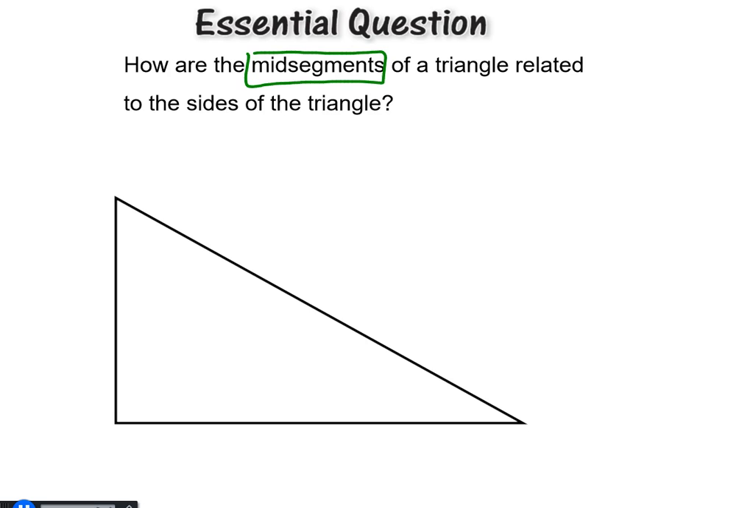A midsegment connects the midpoint of one side of a triangle to the midpoint of another side of a triangle. And each triangle is going to have 3 of these midsegments.